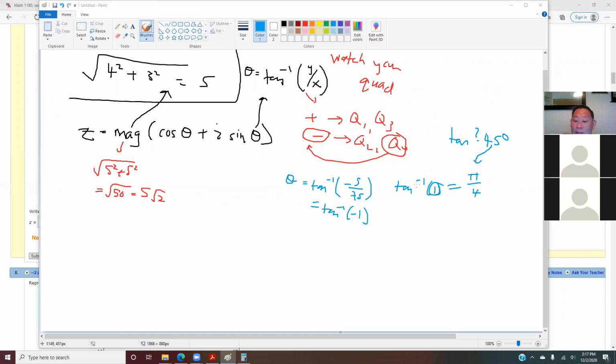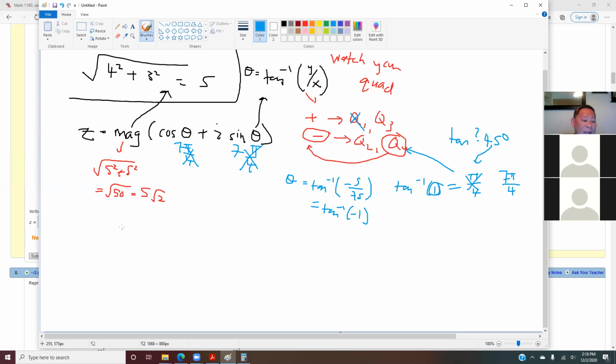So a lot of students think this is pi over 4, and this is wrong. Why is it wrong? This is the one quadrant. Yes, because pi over 4 is in quadrant 1. So can someone tell me what is the pi over 4 in the negative quadrant? Something over 4. Yep, 7 pi over 4. So this actually is 7 pi over 4.